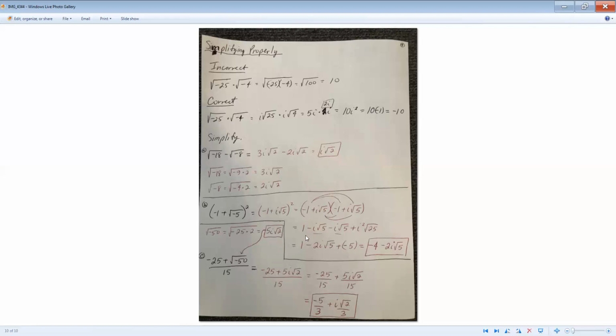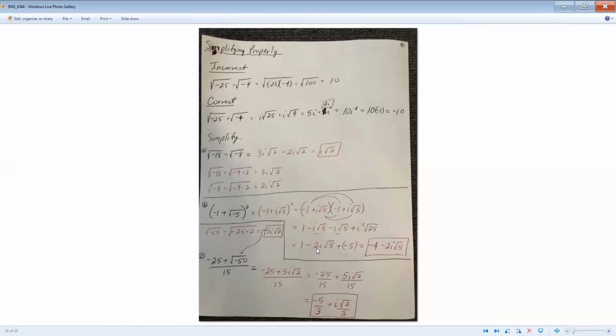So negative 1 times negative 1 is positive 1. Negative 1 times i square root of 5 is negative i square root of 5. i square root of 5 times negative 1 is negative i square root of 5. i square root of 5 times i square root of 5 is i squared square root of 25. So you multiply the i's together, which is i squared, and square root of 5 times square root of 5 is square root of 25.